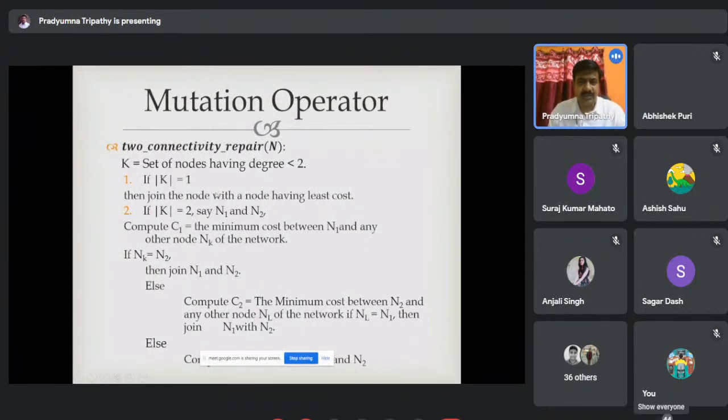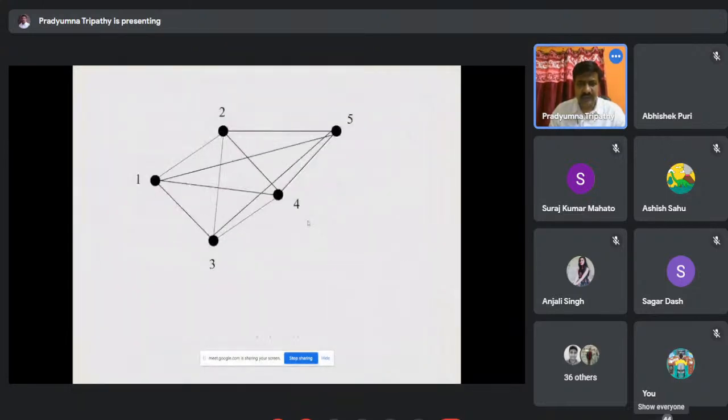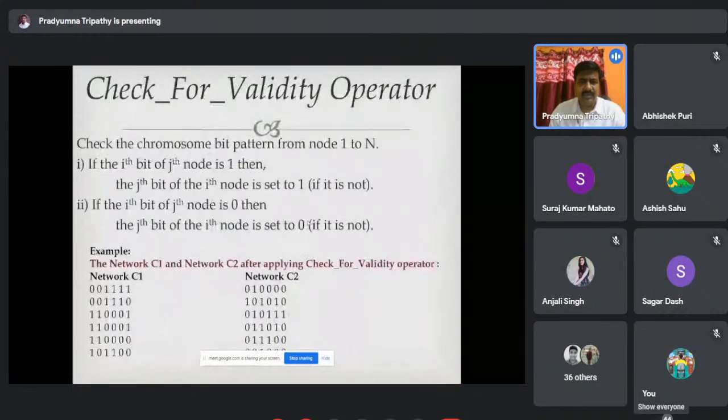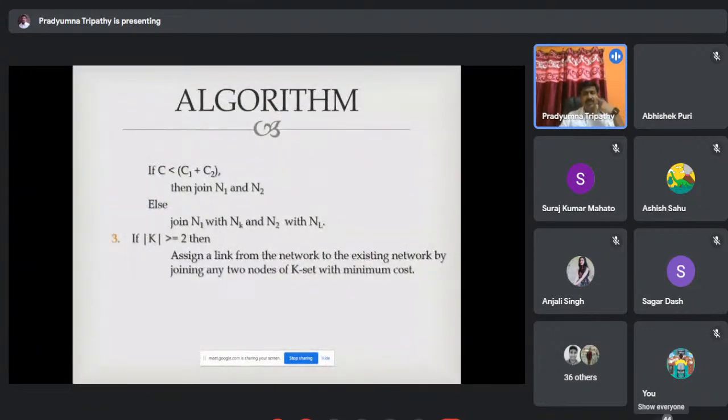Then we have the mutation operator. The mutation operator tries to maintain two connectivity for every node. Every node must be at least two connected, right? To maintain that, we use the mutation operator. We first figure out how many nodes have degree less than 2, either 0 or 1. If there is only one such node, we join it with the least cost. If there are exactly 2, we directly connect them. If there are more than 2 nodes with degree less than 2, then we find out in this way.